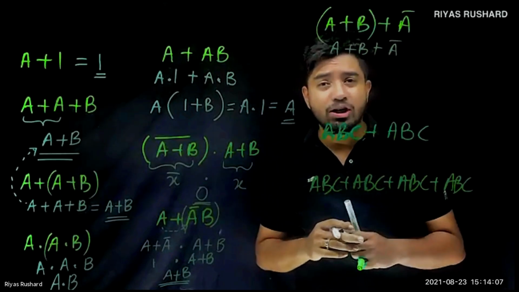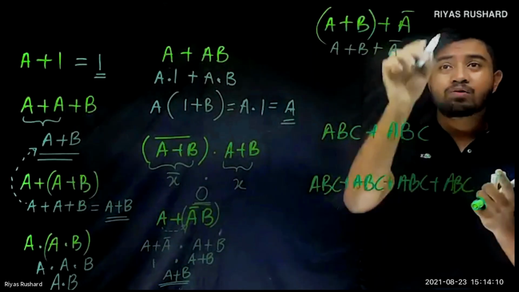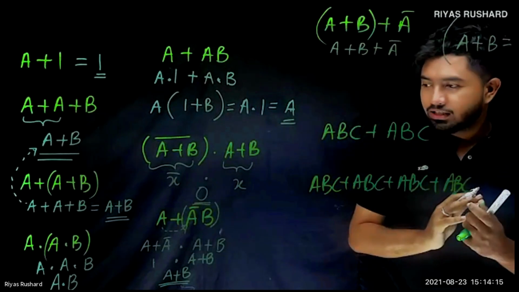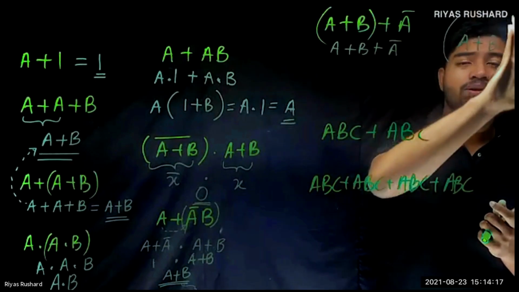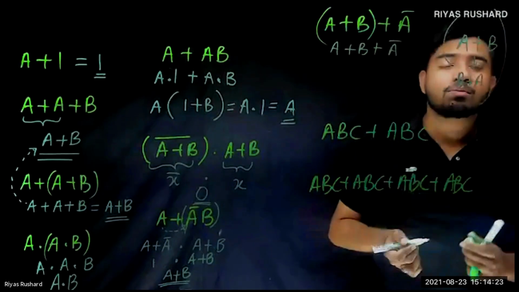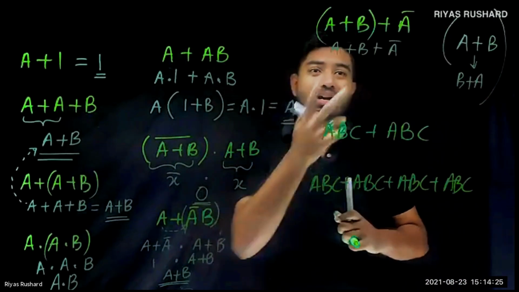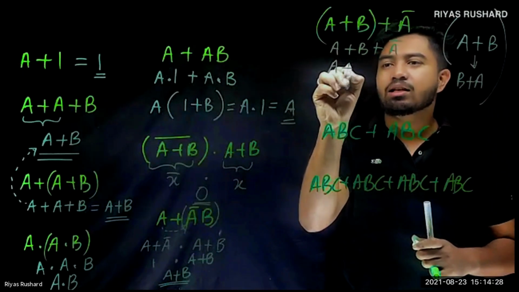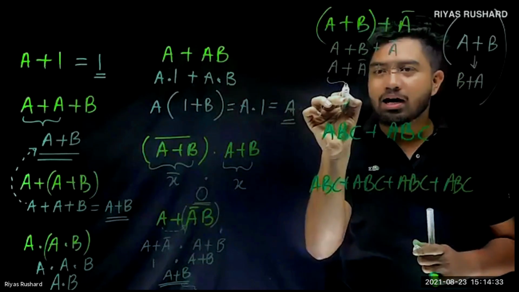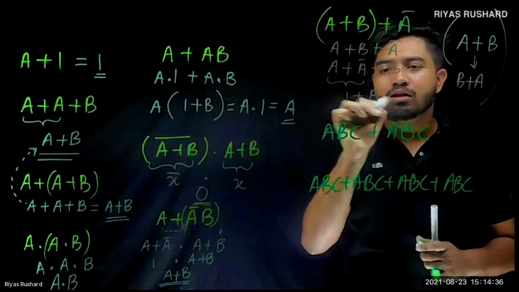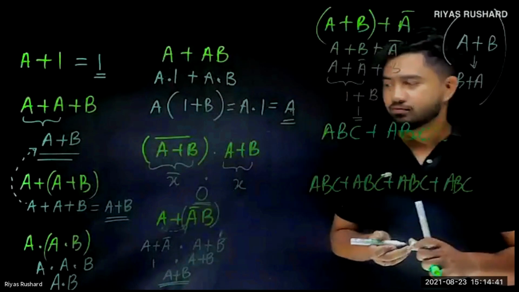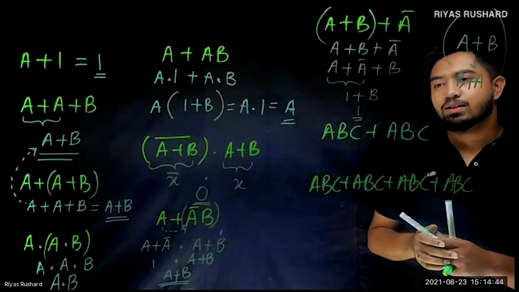All plus, so we can remove the brackets: A plus B plus A bar. There's something called the commutative law. You can shift places, which means if you have A plus B, you can also write it as B plus A. This is what the commutative law says. So in here, we'll shift the places: A plus A bar plus B. A plus A bar is 1. 1 plus anything is 1.